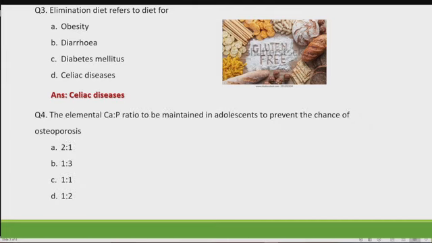Question number 4. The elemental calcium to phosphorus ratio to be maintained in adolescents to prevent the chance of osteoporosis is 2:1, 1:3, 1:1 or 1:2. This is from RDA 2020. If you have studied recommended dietary allowances, then you will know that the calcium to phosphorus ratio for adolescents to prevent osteoporosis should be 1:1. So the answer is 1:1.